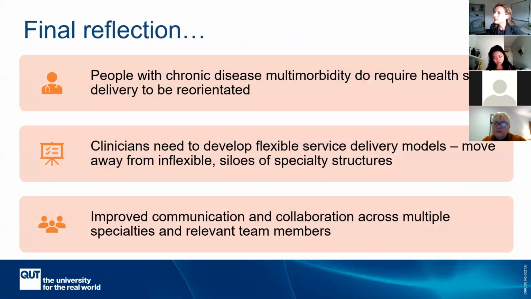And so finally, just a final reflection: people living with chronic disease multimorbidity do require health service delivery to be reorientated. Clinicians need to develop flexible service delivery models. We need to move away from inflexible silos of specialty structures. And improved communication and collaboration across multiple specialties and relevant team members is really important.